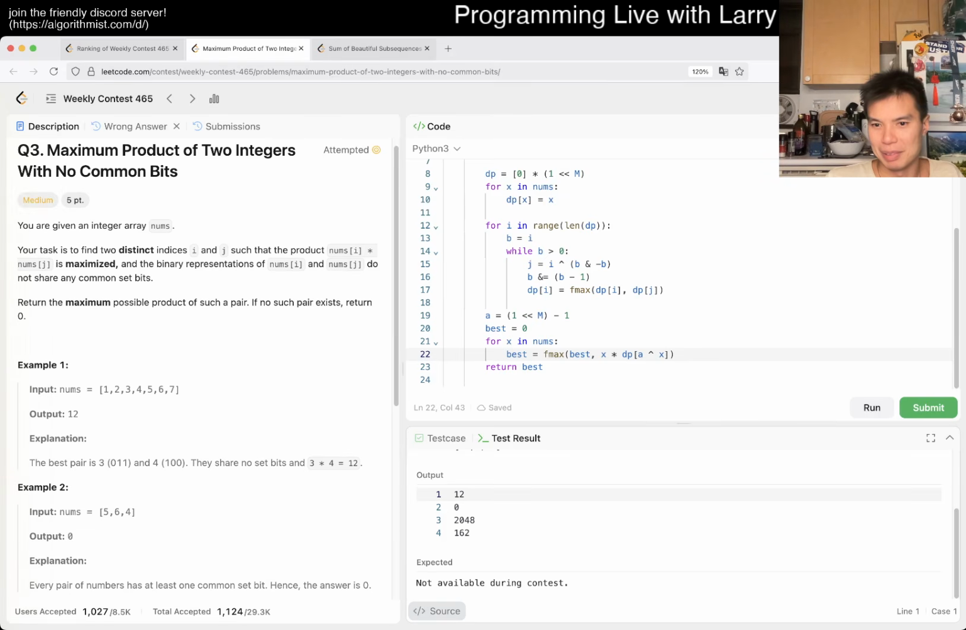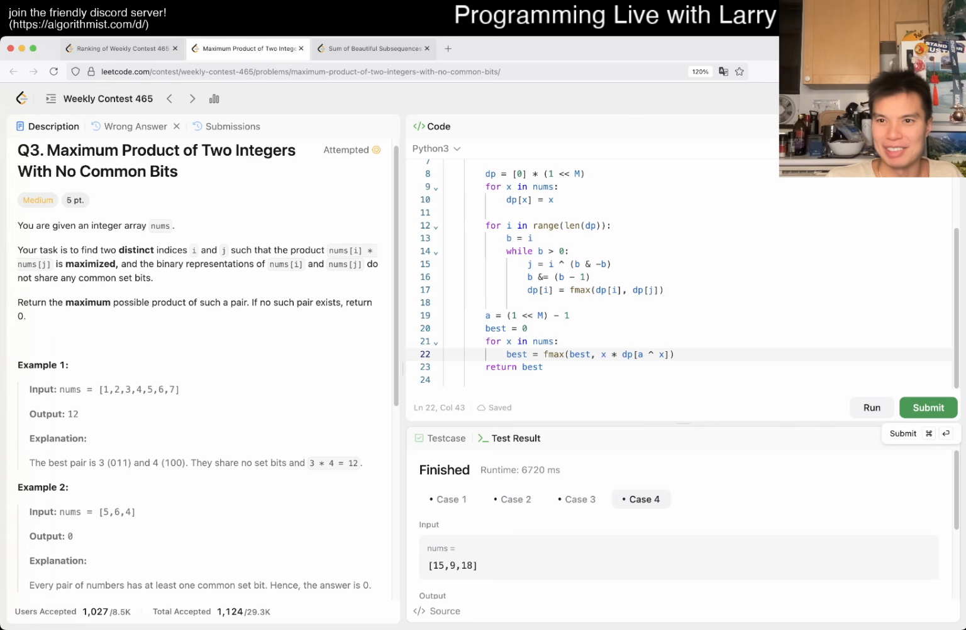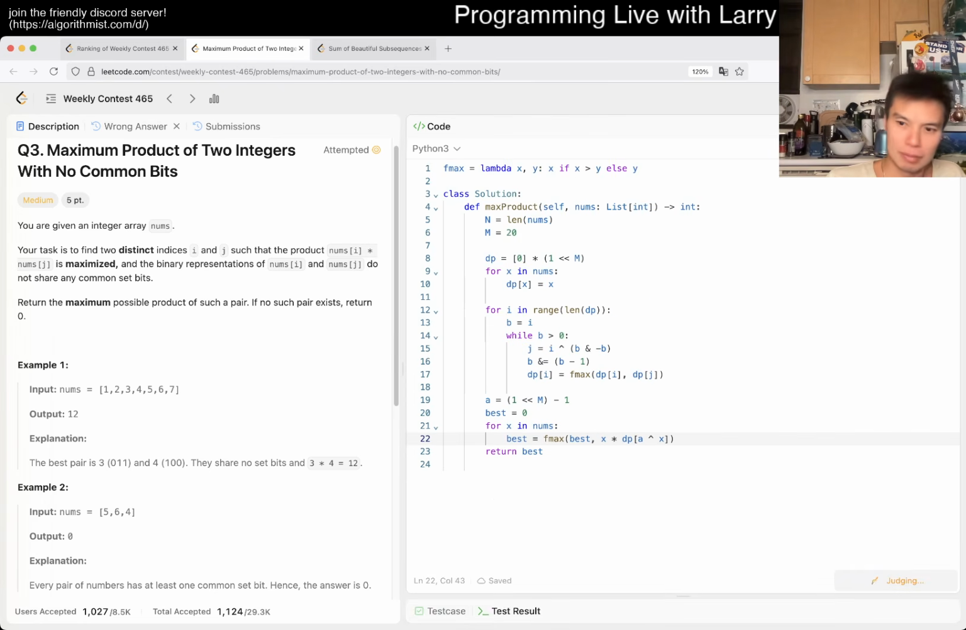I mean, it does, but it takes 6 seconds. I'm gonna YOLO submit just to have it on the thing. But there's no way this is fast enough. Am I missing something?